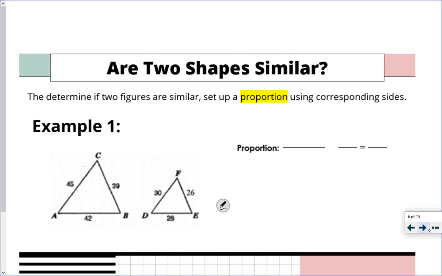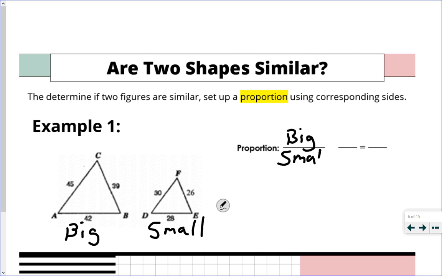Are two shapes similar? To determine if two figures are similar, you set up a proportion using the corresponding sides. So again, the proportion should be the same for both sides. So we're going to call this triangle big. And we're going to call this one small. And so we'll set up a proportion. I will put my big sides on the top and my small triangle side measurements on the bottom.